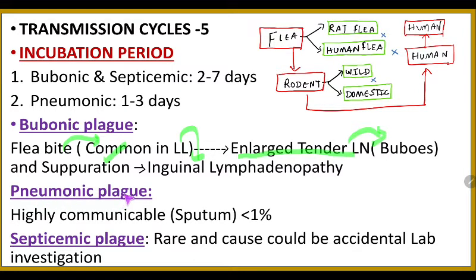Pneumonic plague, we know, affects the lung, and this is the more highly contagious and communicable type of plague, but it is less than 1% of incidence. Septicemic plague is rare. It could be because of accidental lab investigation.